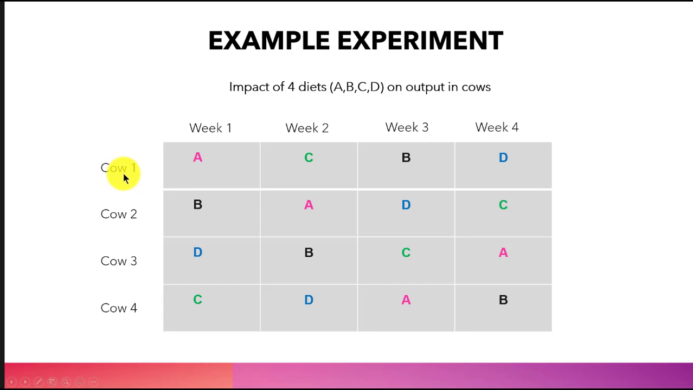So this cow has all the treatments A, B, C and D. That cow also has all the treatments A, B, C and D, and that cow also. Similarly, this week has all the treatments A, B, C and D, and the other weeks also have all the treatments A, B, C and D.